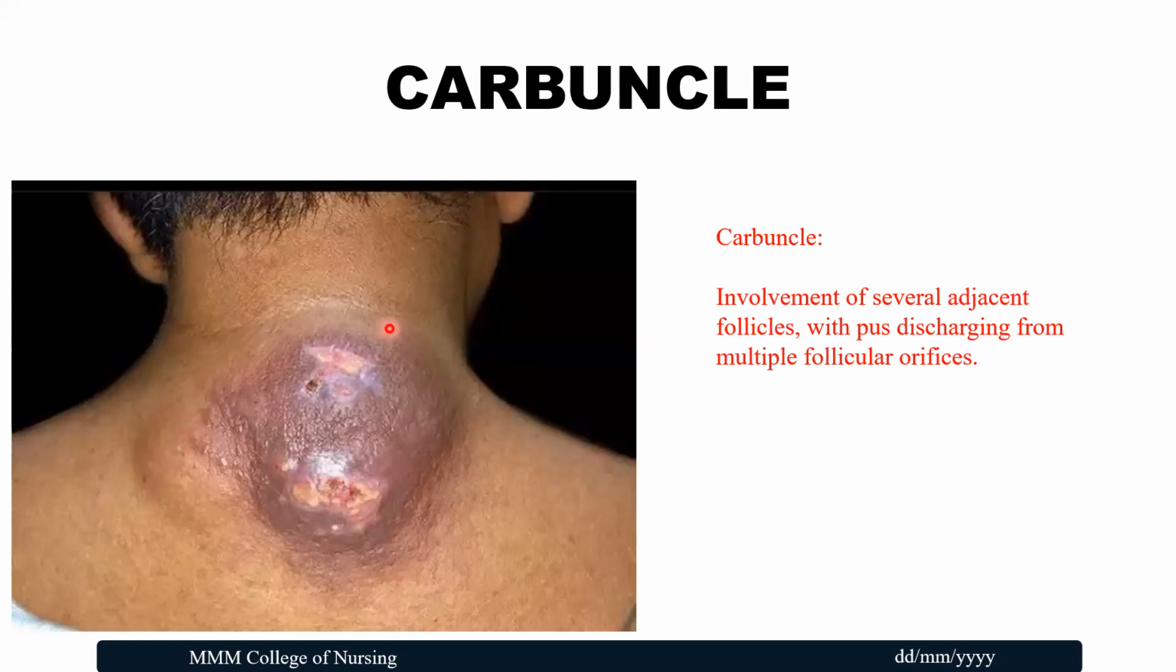Carbuncle is the involvement of several adjacent follicles with pus discharging from multiple follicular orifices. There will be a lot of openings in it. See, here is the affected area. Here also it has been affected. So there is involvement of several adjacent follicles, not only a single follicle as we saw in folliculitis, but here the involvement of adjacent follicles will be more. So this is known as carbuncle.